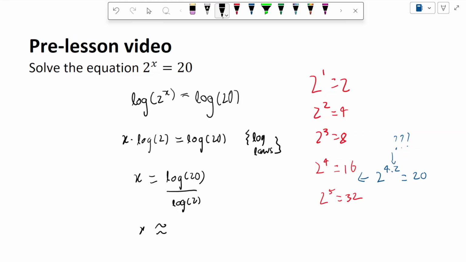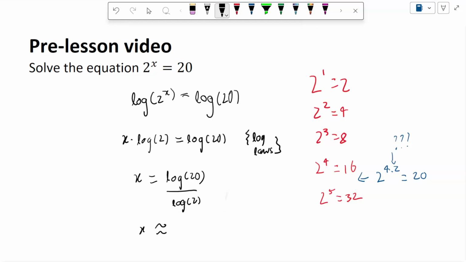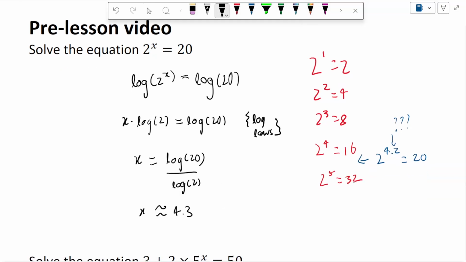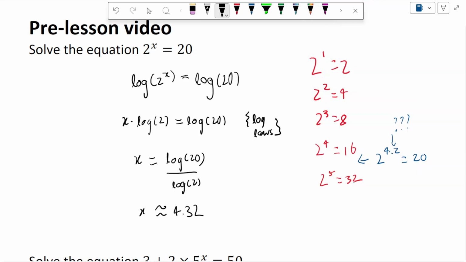So it roughly equals, and we can figure out an approximate there. So log of 20, I might do it in fraction mode. Log of 20 over log of 2 is about 4.32. So our guess of 4.2 was actually pretty good.